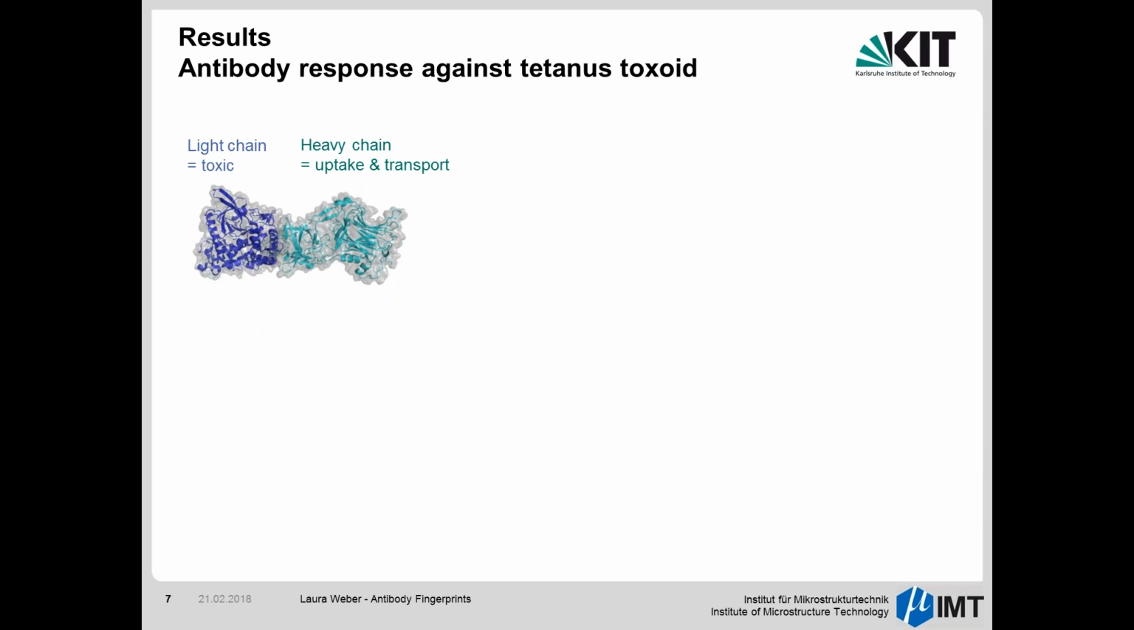The heavy chain is responsible for the uptake and transport into nerve cells. The light chain has the actually toxic function of preventing the release of neurotransmitters and thereby triggering the typical lockjaw. In order to investigate the antibody response with peptide arrays, an epitope mapping was carried out with the sera of 19 vaccinated individuals. Vaccination titers were confirmed by ELISA.